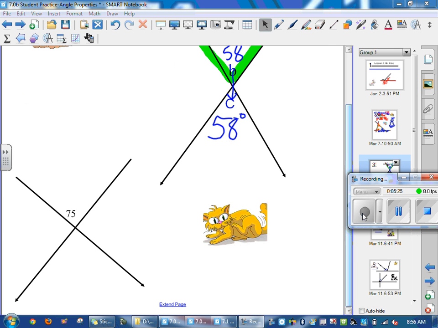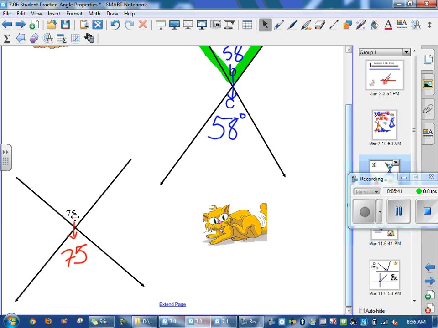Last question on this page. We've got one angle only. We can always find out how big the angles are if we know only one angle, because these guys are identical. The ones across. This guy's 75. And then we've got two straight lines.